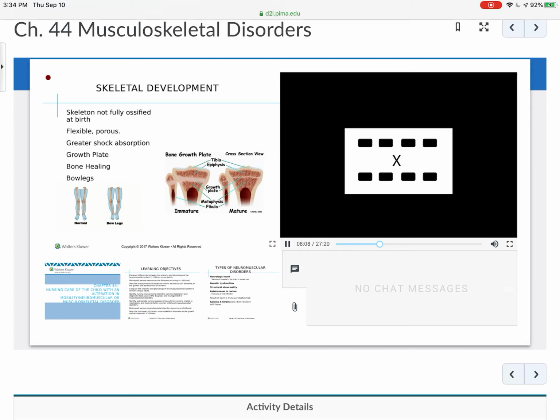We're going to talk a little bit about some skeletal development. We talked a little bit about the skeleton not being fully ossified at birth. And one of the big things that we see is bow legs at birth, and they'll eventually grow out of those. And then the picture here is just showing the growth plate, and the mature bone and the immature bone.